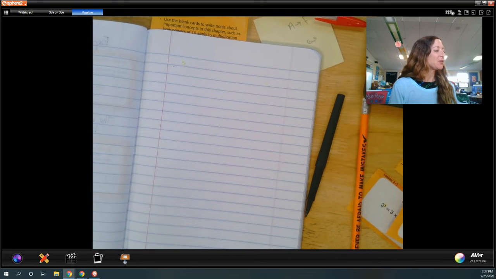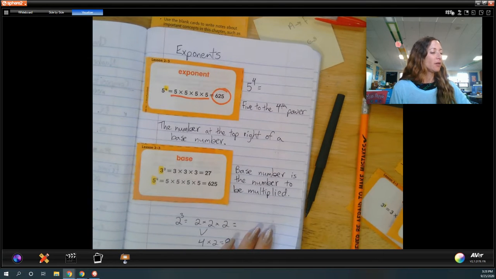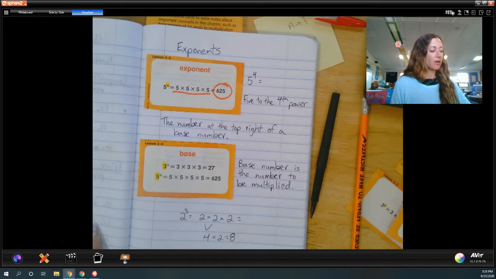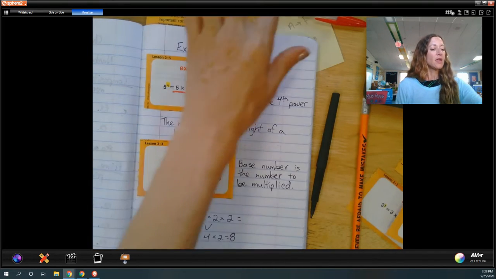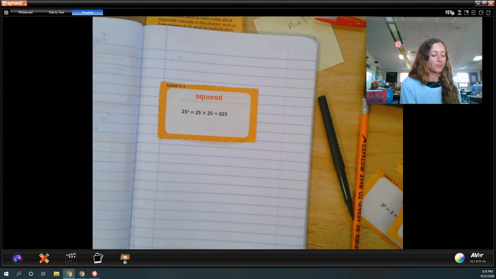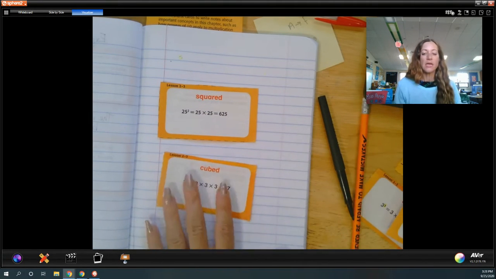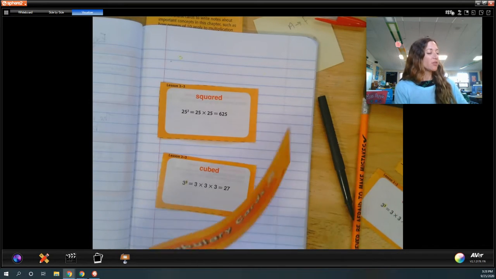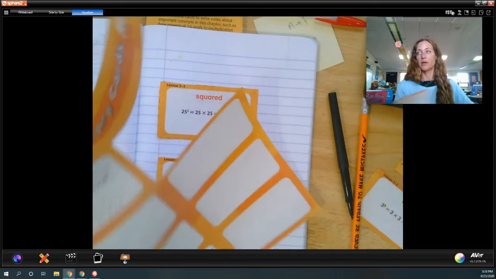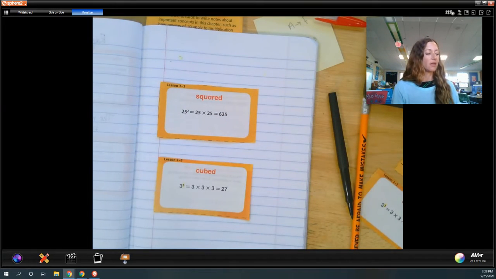What I want you to do is get your math lab books and your math notes, because we are going to continue writing some notes about exponents, exponential value. Grab those. And if you still have your cards, we're going to use 3 cards today: the squared card, the cubed card, and then you have another page of vocabulary cards with the power of 10 card. Okay, so I'm going to try and get going.